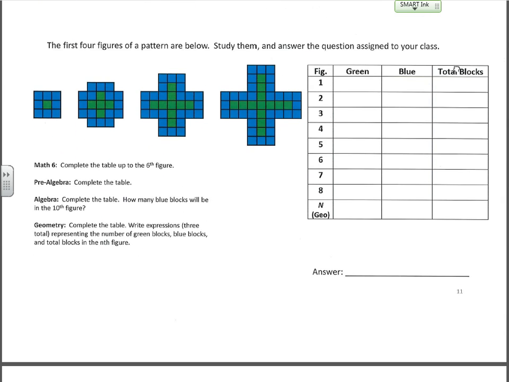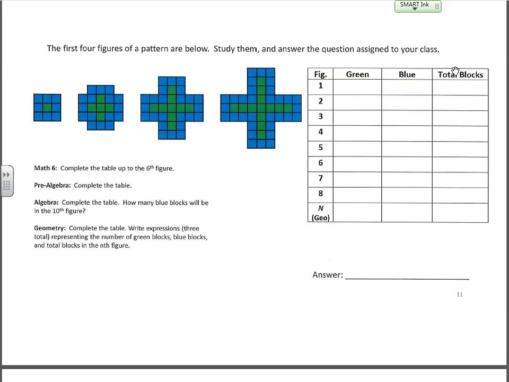Next one, the pattern question. We talked about this in algebra, and you are doing another formula, not a graph this time. So complete the table and then write 3 expressions. 1 telling me the number of green blocks for the nth figure, 1 telling me the number of blue blocks for the nth figure, and then the number of total blocks for the nth figure.